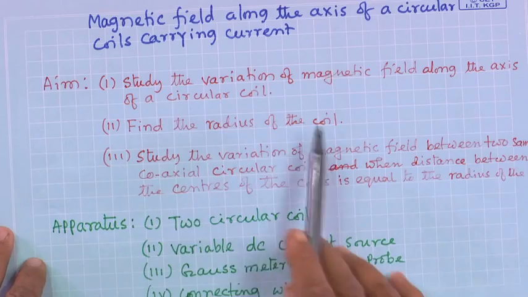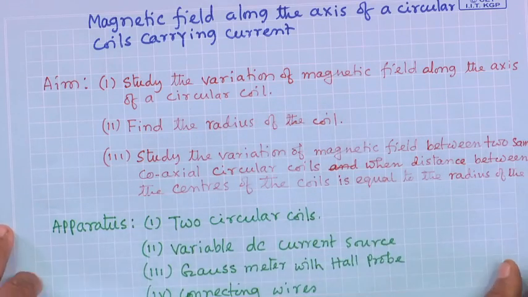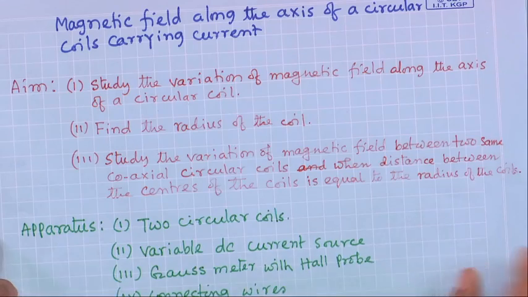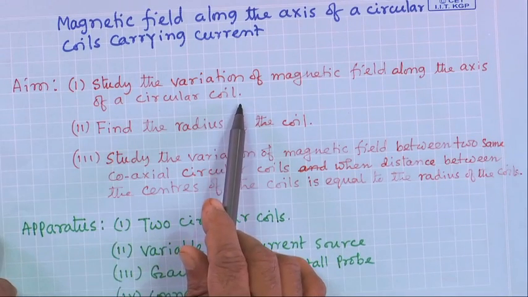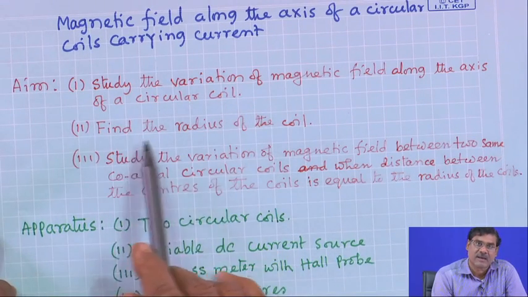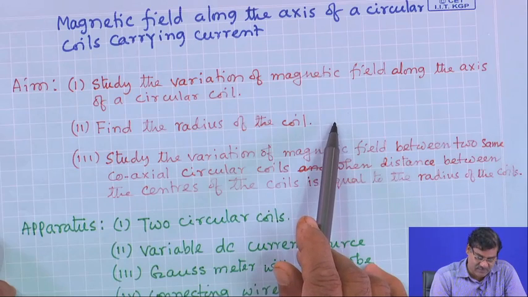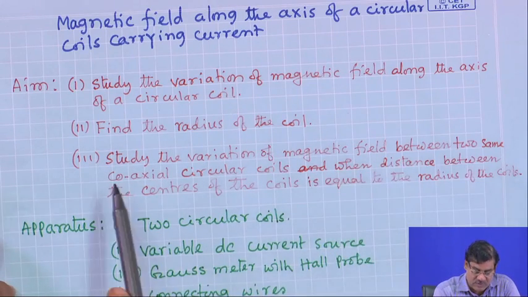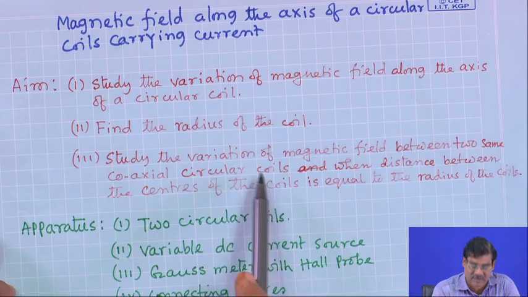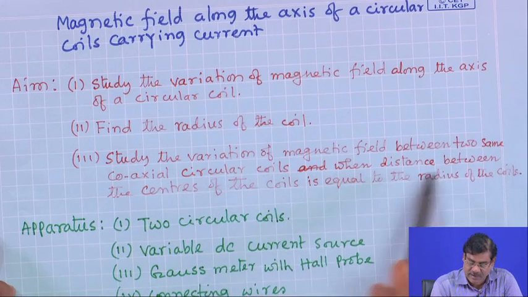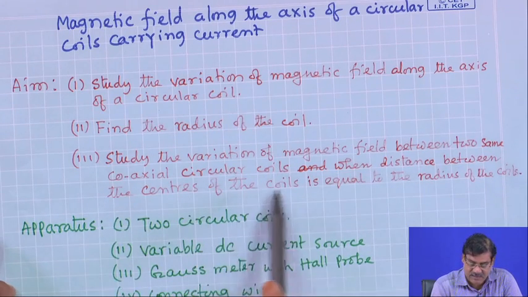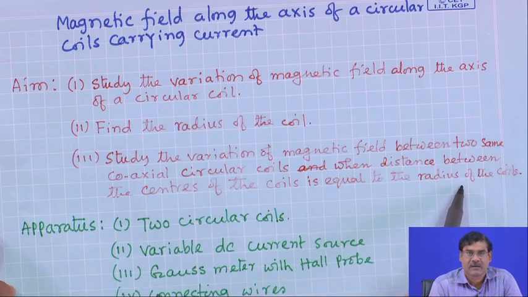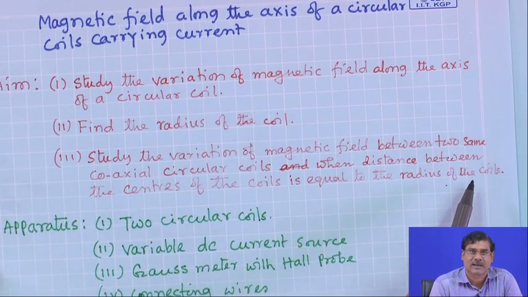The aim of this experiment is to study the variation of magnetic field along the axis of a circular coil, then find out the radius of the circular coil, then study the variation of magnetic field between two same coaxial circular coils, basically Helmholtz coils, when the distance between the centers of the circular coils is equal to the radius of the coils.